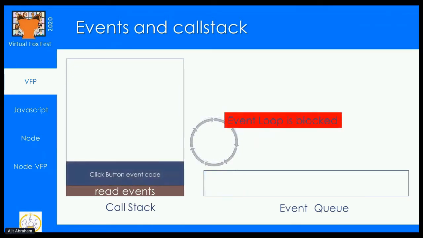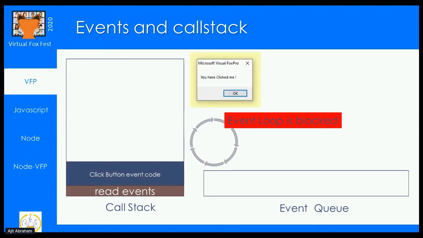As the event loop is running, the button click code will be put in the call stack. The event loop is now blocked and will remain blocked till all the lines in the button event code are executed. This means that even if there are other events raised, like our timer event code, it will get placed in the event queue, but we'll have to wait for the event loop to be free.